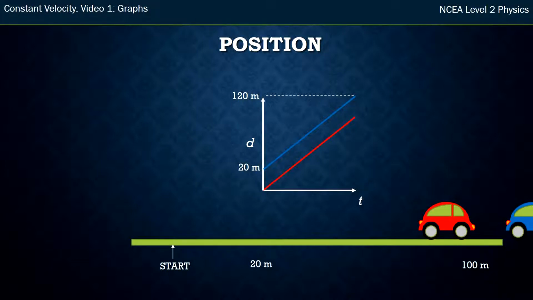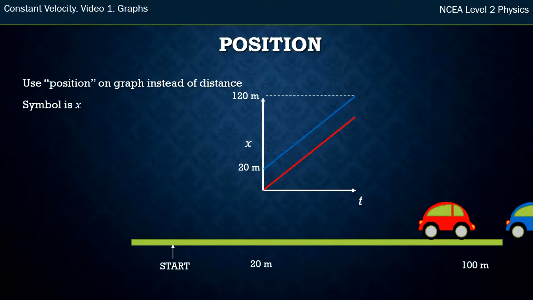So the first thing we're going to do in year 12 is we're going to get rid of this idea of labeling a graph with distance. It's better to label it with position. So the blue car started at position 20 and finished at position 120. So we're using position. The symbol for position is X. So you see I've changed that symbol on my graph from D to X. So this is now our XT graph, and the official symbol in physics for position is X.